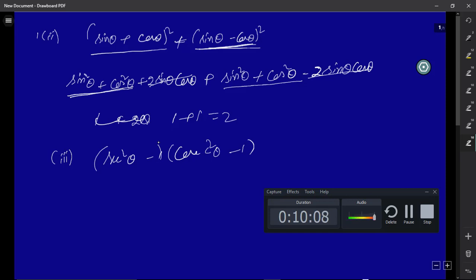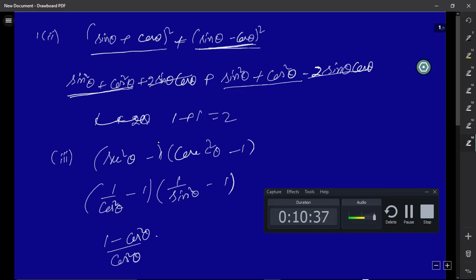Simple. We'll just convert secant into the form of sine or cos. I can write secant square theta as 1 by cos square theta, because secant is the reciprocal of cos. Secant theta I can write as 1 by cos theta, right? So secant square theta would be 1 by cos square theta. Cosecant is the reciprocal of sine, so cosecant square theta I can write as 1 by sine square theta. Now we'll just take LCM. (1 minus cos square theta) by cos square theta into (1 minus sine square theta) by sine square theta, right?